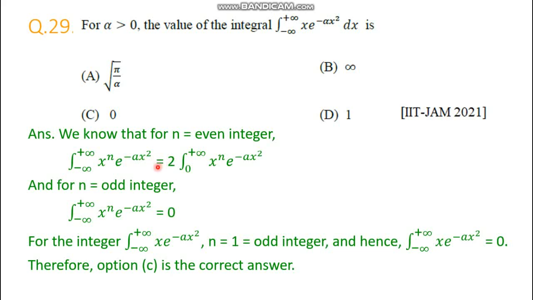If you change the limit from 0 to plus infinity, then you have to just multiply this by 2. This is applicable only for n equal to an even integer, and if n is an odd integer, then this is simply 0. Here the value of n is 1 because it is x to the power 1, so it is an odd integer, and the result is actually 0. So option C is the correct answer.